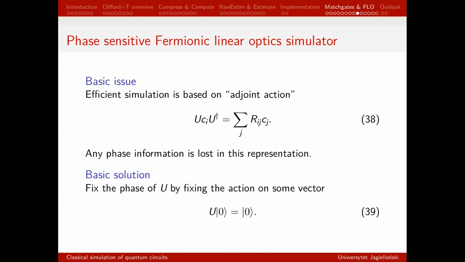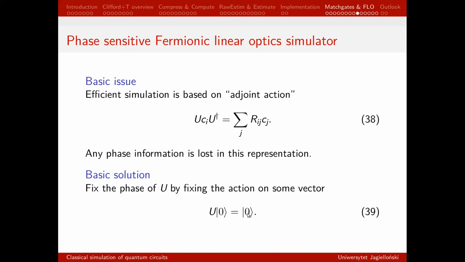So very quickly in the last minute, I'll tell you how I'm trying to come up with a phase-sensitive Matchgate simulator. The problem with doing this is that the efficient simulation is based on this action where you stick a U on both sides with a dagger. And obviously, any phase information is lost in this representation, right? Because if I multiply U by a phase, U dagger gets the opposite phase and they cancel. So the basic solution is you fix the phase of U by fixing the action so that it maps the vacuum state to the vacuum state.